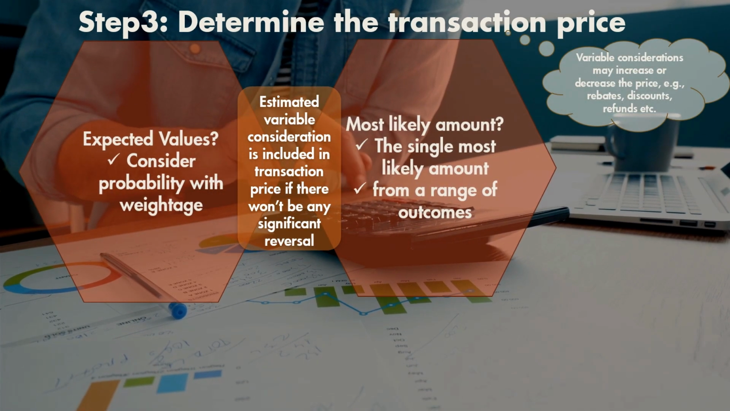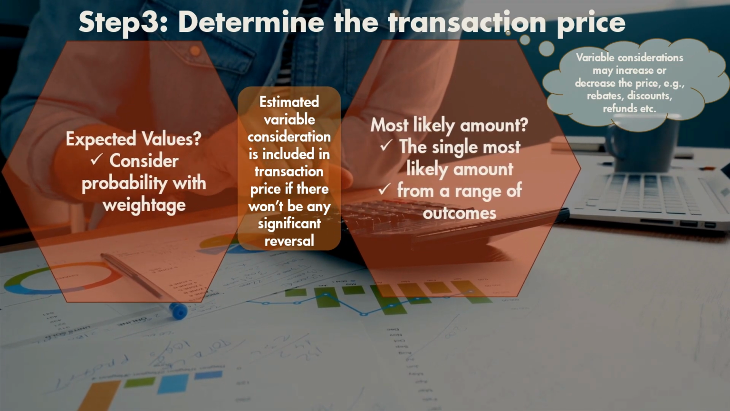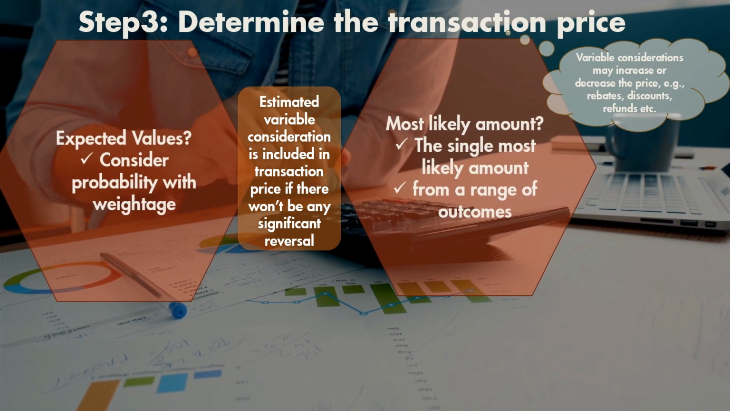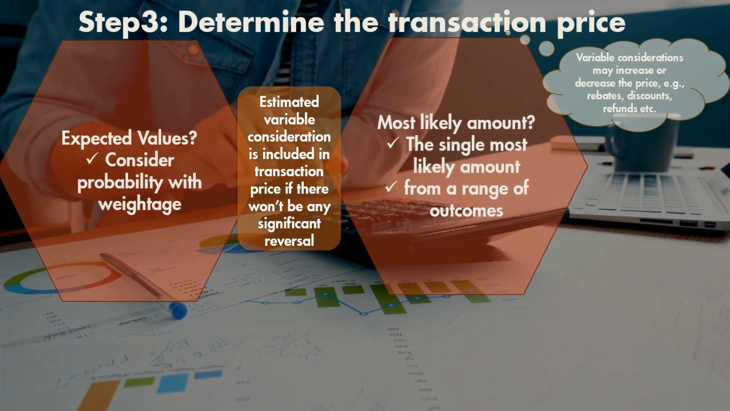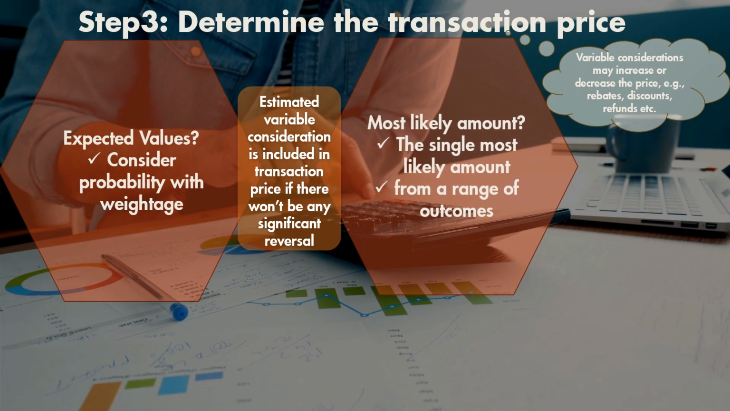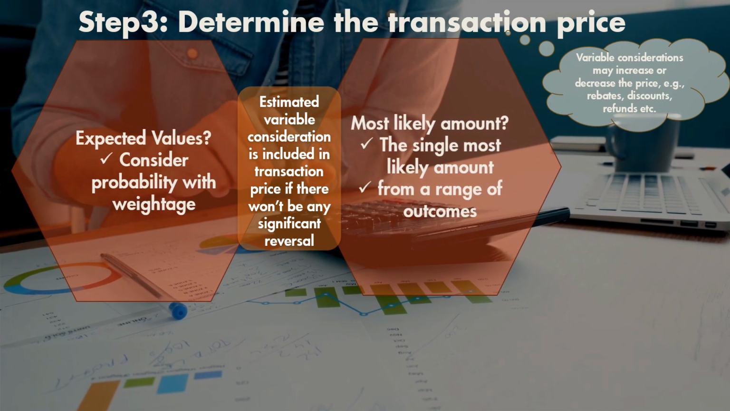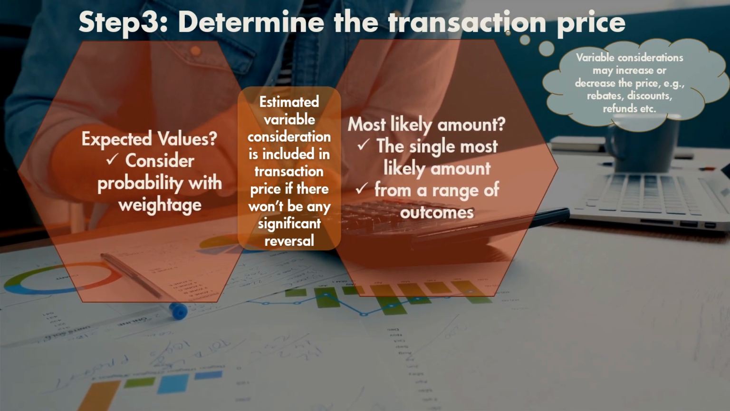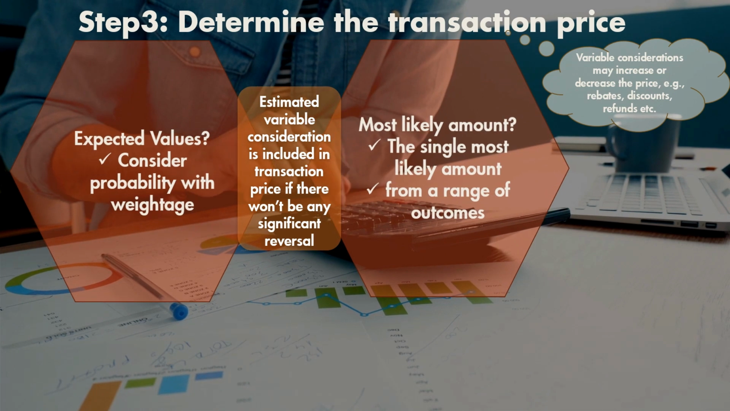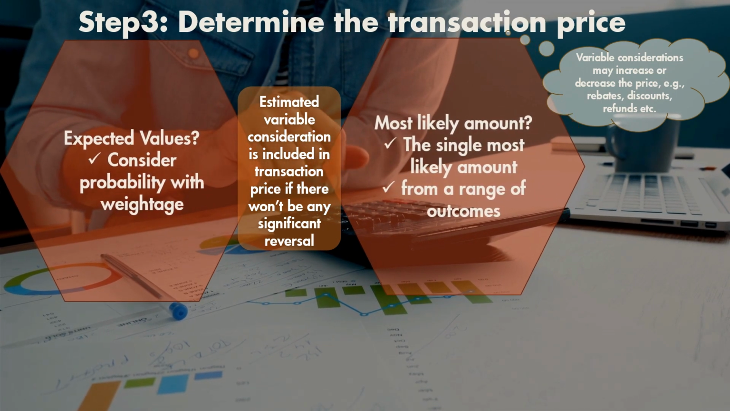Variable consideration is not fixed and is therefore uncertain. When considering whether a performance bonus or a potential volume discount should be reflected in the transaction price, IFRS 15 states that variable consideration is estimated and only included in the transaction price if it is highly probable that it will not be reversed.